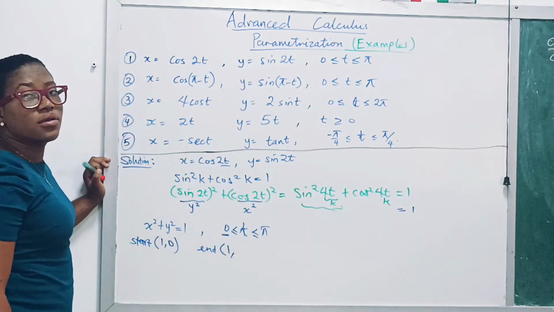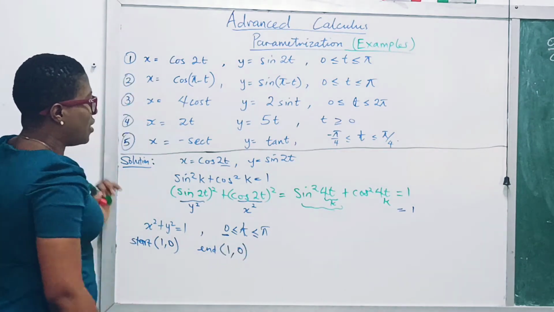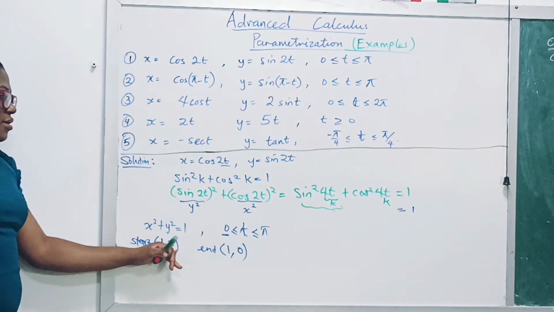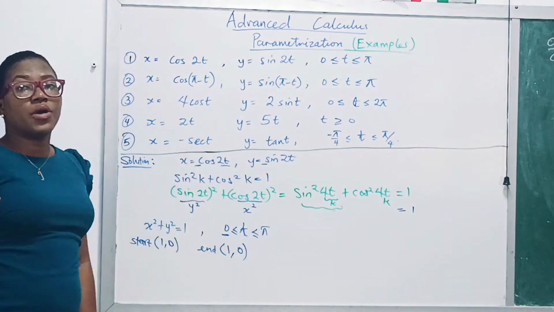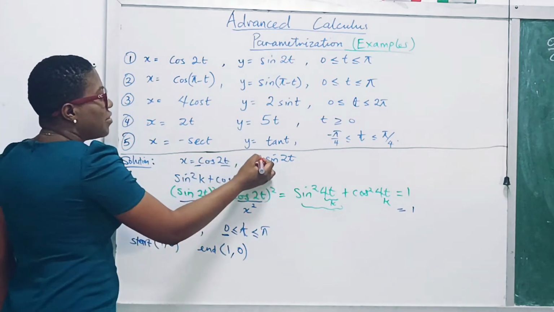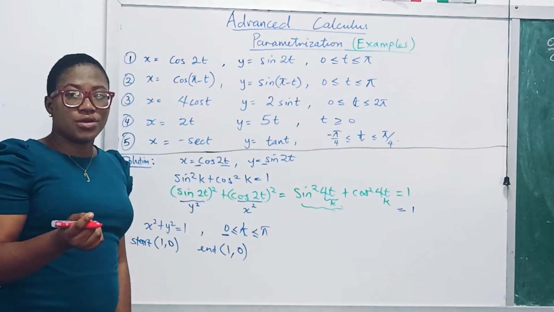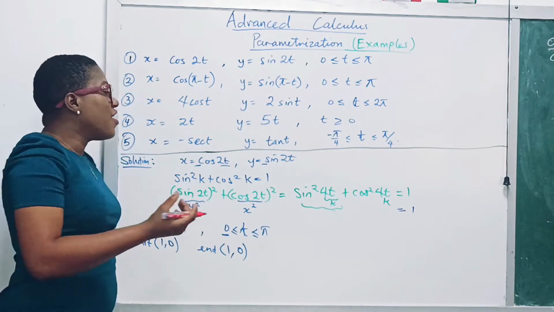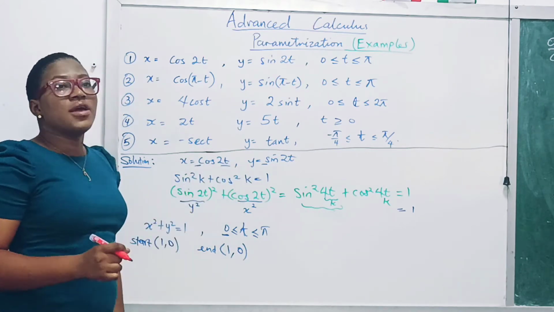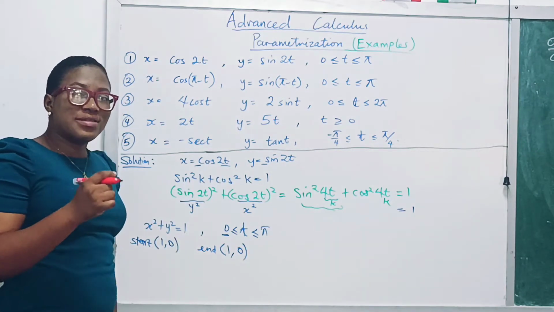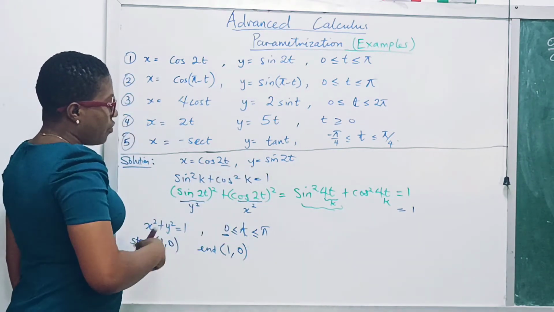Sine 2 pi is what? It's 1. No, it's 0. So our starting point is our ending point. And because the signs are both positive, a question was asked before: if one of them is negative, then the orientation will be negative, which is clockwise. If both of them are negative or both are positive, then the orientation will be positive. Here both are positive, so our orientation is positive.